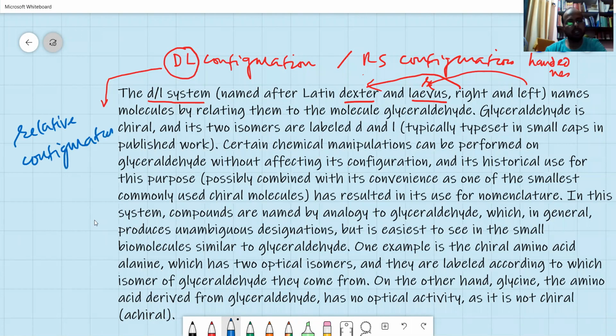I told you that we have taken relative, it is related. We have taken a certain standard molecule and related it with that particular molecule. What is the most commonly used molecule we often take? It is glyceraldehyde. It has got CHO, CHOH, and CH2OH. So we're going to see how this works.